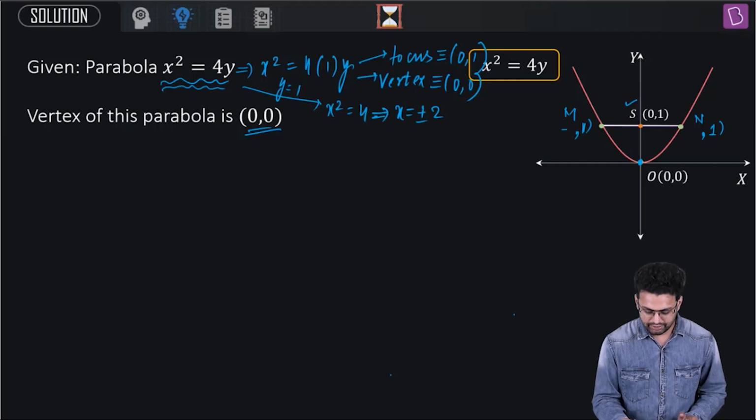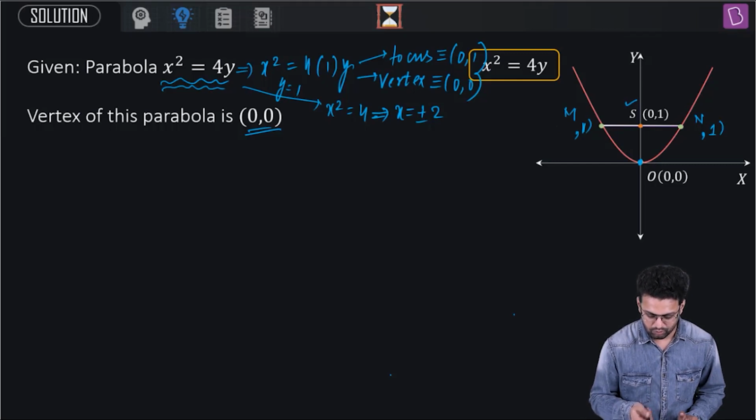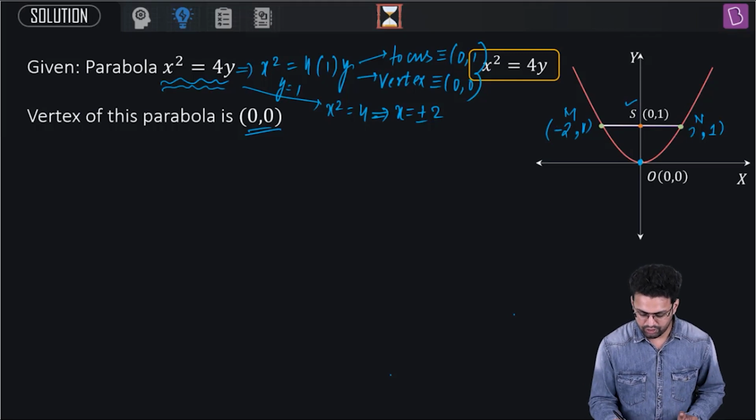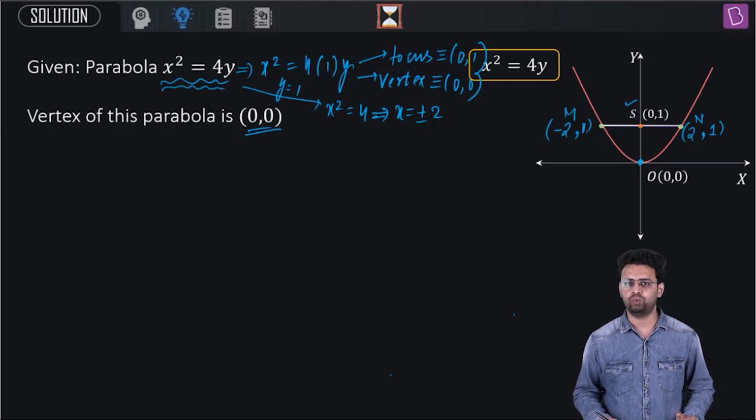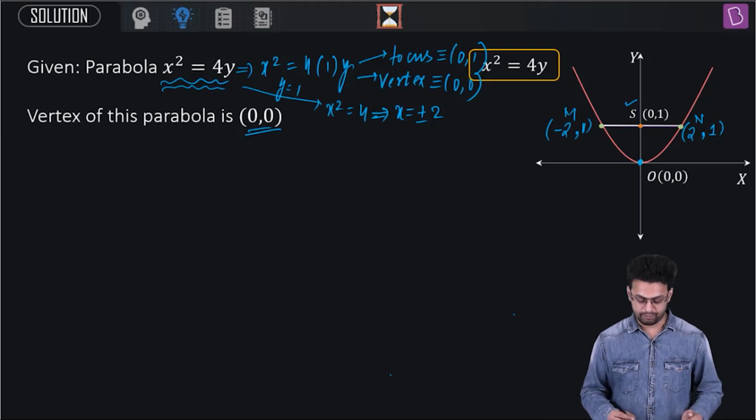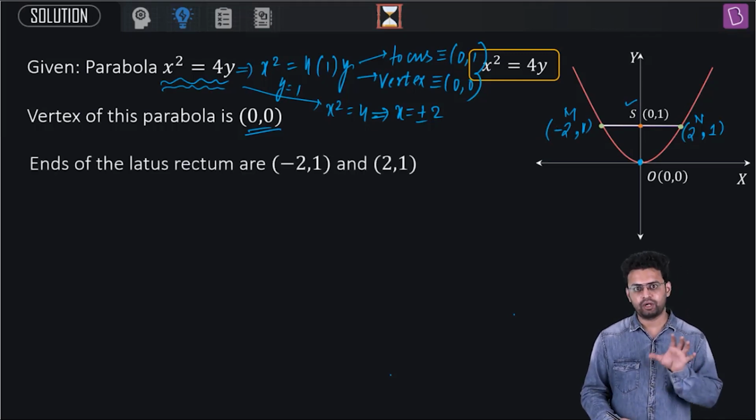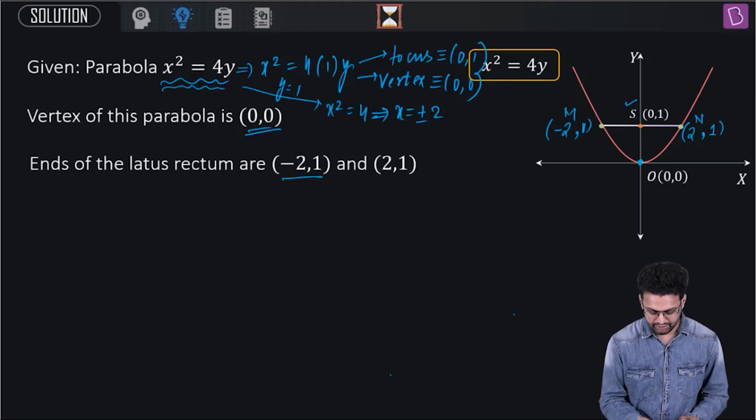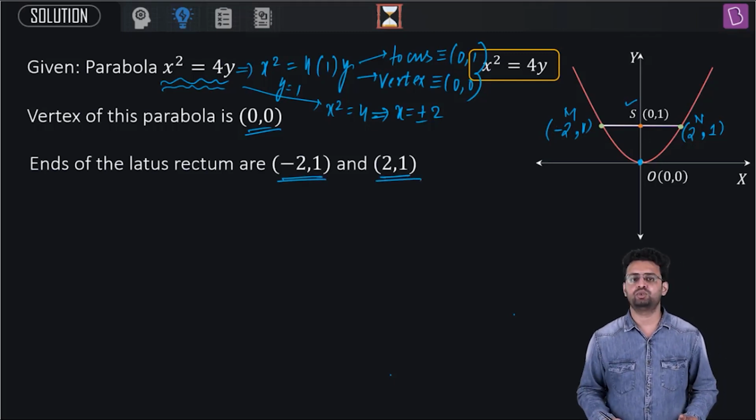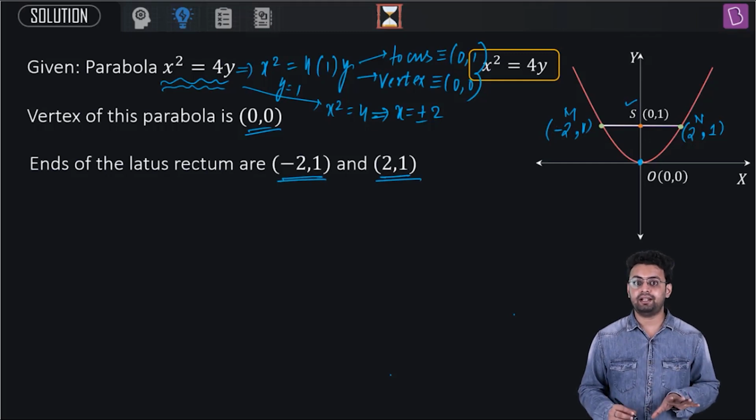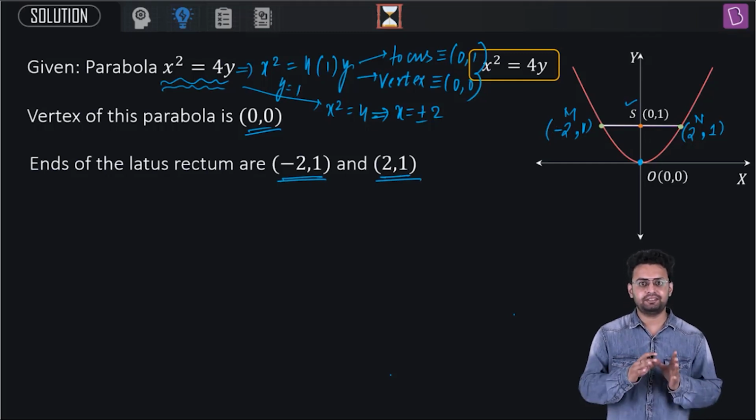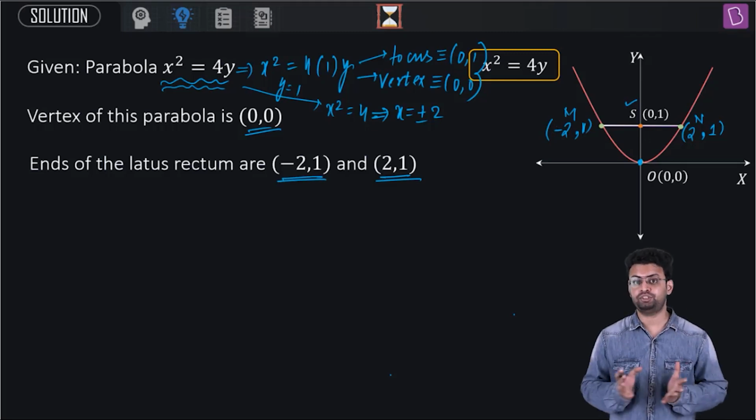So the x coordinate of point M is going to be minus 2 and the x coordinate of point N is going to be 2. So we have successfully determined the coordinates of the endpoints of the latus rectum, and they are nothing but minus 2 comma 1 and 2 comma 1. Once again I am repeating it: it was given that the center of the circle lies at the vertex, which is the origin, and the circle was passing through the end points of the latus rectum.